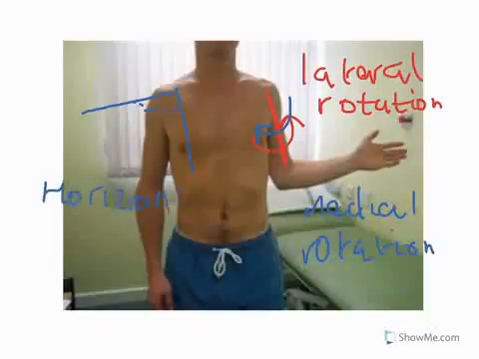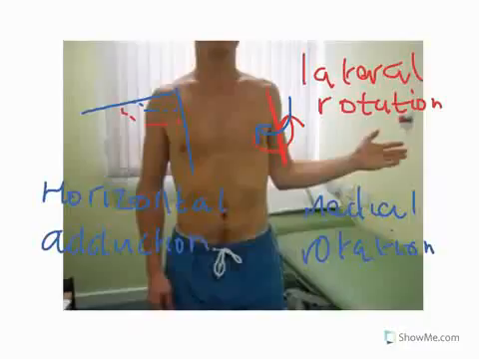And this might be relevant to, for example, throwing a haymaker punch in boxing. If, of course, the arm then goes back out into that position, we call that horizontal abduction. So horizontal adduction, moving towards the midline of the body, and abduction back outwards. And that's horizontal adduction and horizontal abduction.